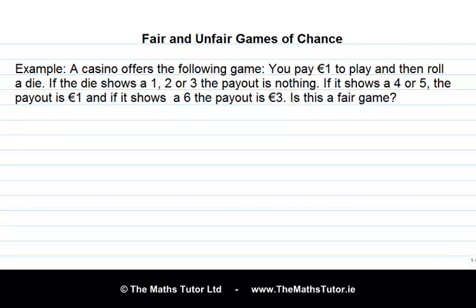So suppose that you go to a casino and you find that they're offering the following game. It costs €1 to play, and you roll a die. If it shows 1, 2, or 3, you get nothing back. If it shows a 4 or 5, you get €1 back, and if it shows a 6, then you get €3. So the question here is: is this a fair game?